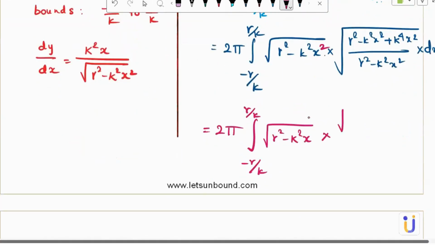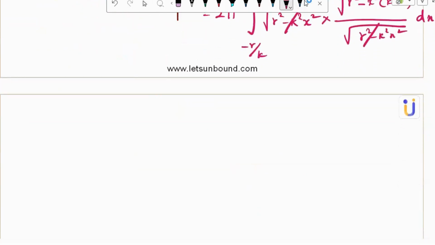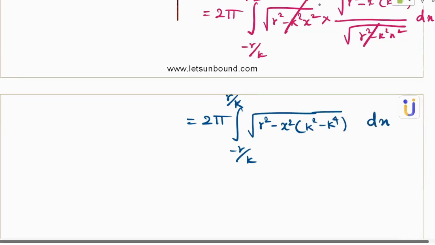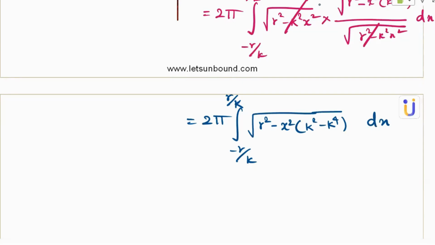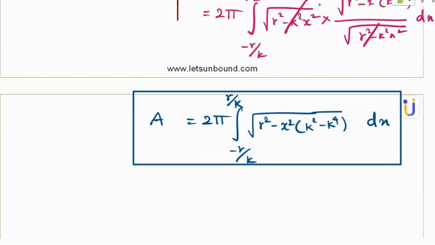And into square root of r square minus x square. If you take common, you will get a k square minus k power 4. That's the thing. But denominator is square root of r square minus k square x square. And this will get cancelled. Now the simplified form is equal to 2 pi integral minus r by k to r by k square root of r square minus x square into k square minus k power 4 dx. So 2 pi x1 to x2 and under the root there is a polynomial dx. This is our surface area and we have represented it in the same format they have asked for.